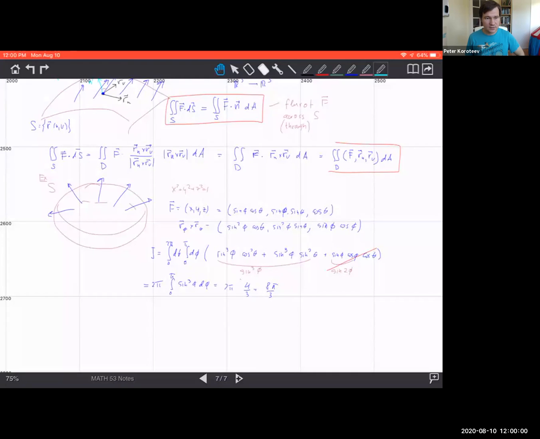Okay, so tomorrow we'll finish up with this, and then we'll talk about the divergence theorem: how the flux of a vector field through a surface is related to the divergence of the vector field, through the volume integral of the divergence.